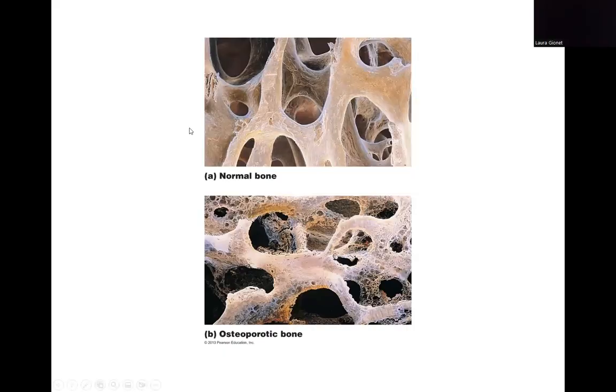Bow and bend. Normal bone is up to the top part here. That's normal trabeculae. And then look at osteoporotic bone. Each trabeculae looks like it's moth-eaten and withered away. That's the demineralization that occurs. Okay, and that is the end of the skeletal system.